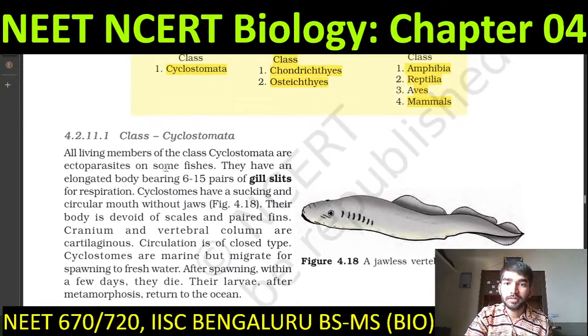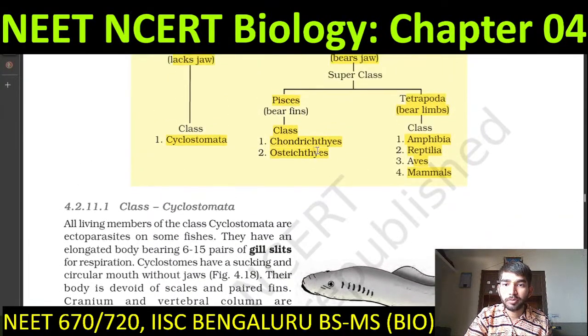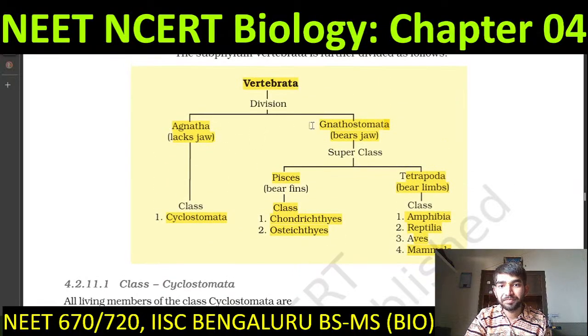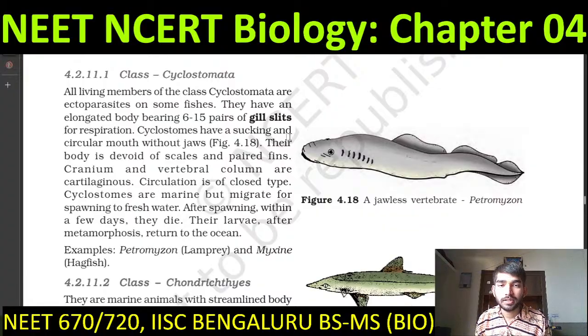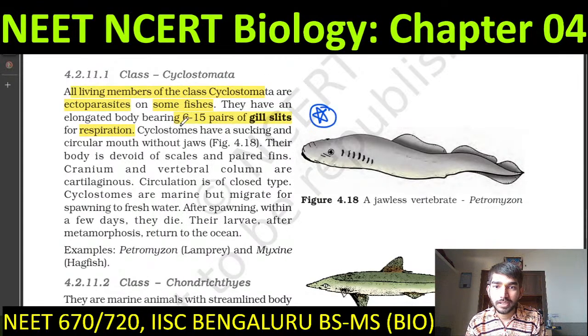The first one that we're going to study here is the class Cyclostomata, which comes under Agnatha. As the name suggests, this division lacks a jaw. All the living organisms of this class are ectoparasites, so they are parasites on some fishes, not in their body, they just depend externally on them. They have an elongated body bearing 6 to 15 pairs of gill slits for respiration. This you should remember, that members of Cyclostomata have 6 to 15 pairs of gill slits.